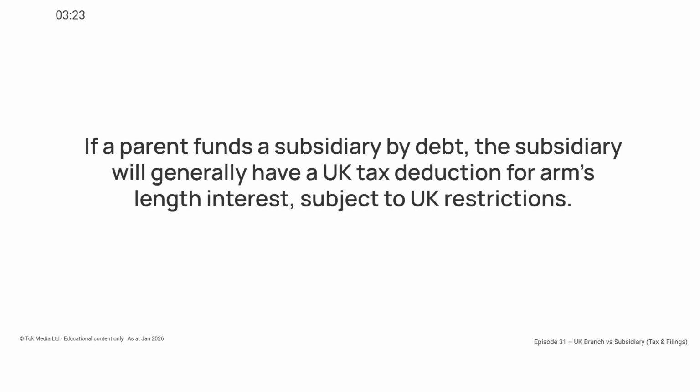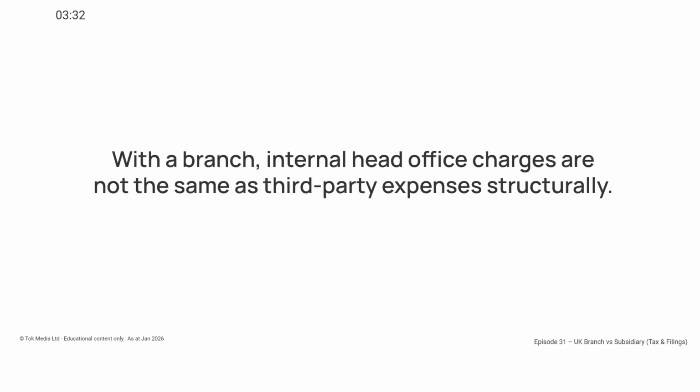If a parent funds a subsidiary by debt, the subsidiary will generally have a UK tax deduction for arm's-length interest, subject to UK restrictions. With a branch, internal head office charges are not the same as third-party expenses structurally.